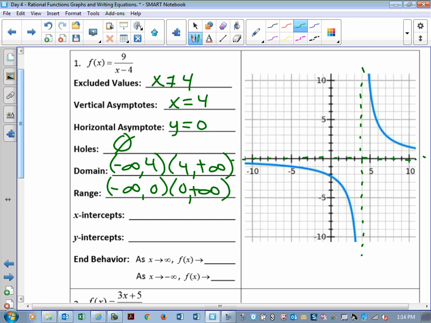Okay, that one wasn't so bad. X-intercepts. None. Y-intercept. Yeah, remember you put a 0 in for X, so it would be 0 and 9/4. Negative 9/4, thank you. And how about our end behaviors? 0, 0. Not so bad, right?